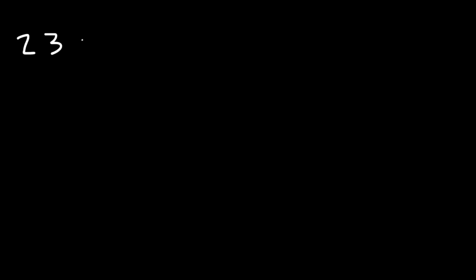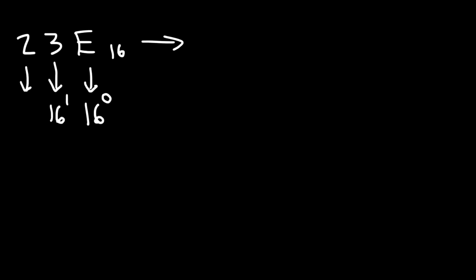So consider the number 23E in the hexadecimal system, so we have a subscript of 16. Convert the hexadecimal number into a decimal number. So how can we do that? The first letter E, we're going to multiply it by 16 to the 0 power. The second number, 3, going from right to left, we're going to multiply that by 16 to the first power. And then the next number, 2, we're going to multiply that by 16 to the second power.